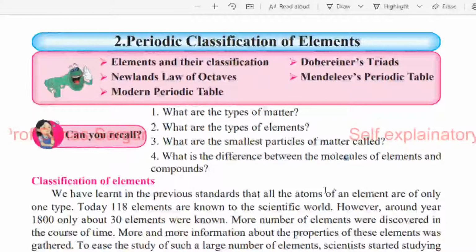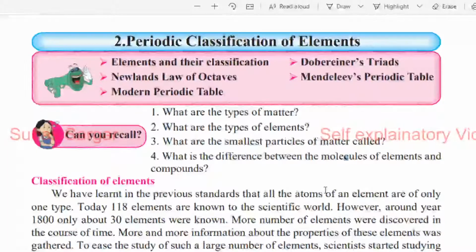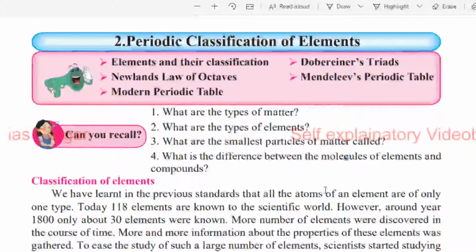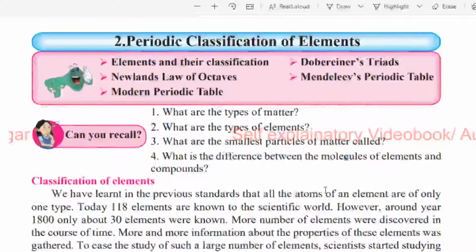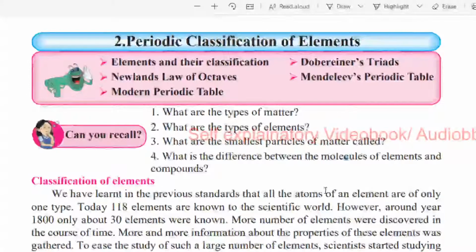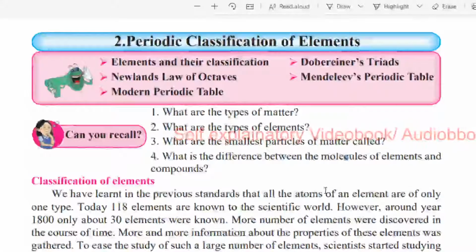Today, in this broadcast, you are going to learn State Board of Maharashtra, Standard 10, English Medium, Subject Science and Technology, Chapter number 2, Periodic Classification of Elements. What are we all going to learn in this topic?